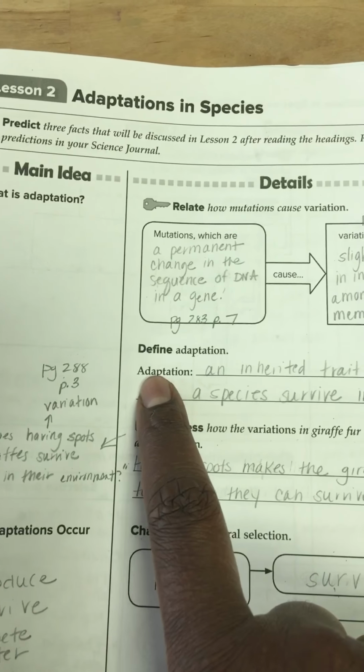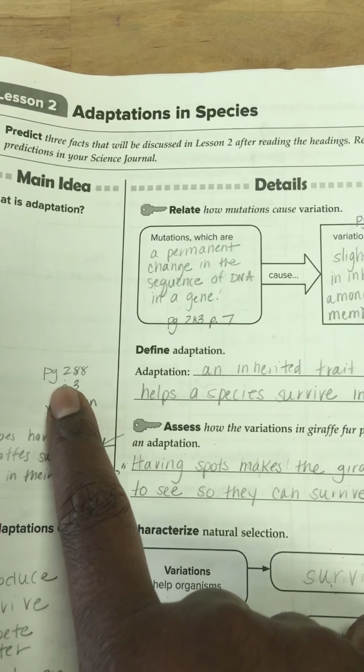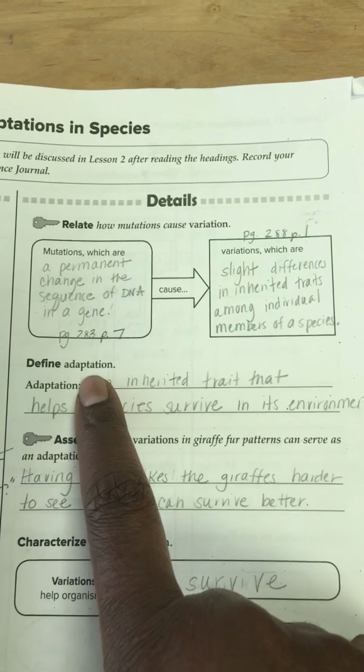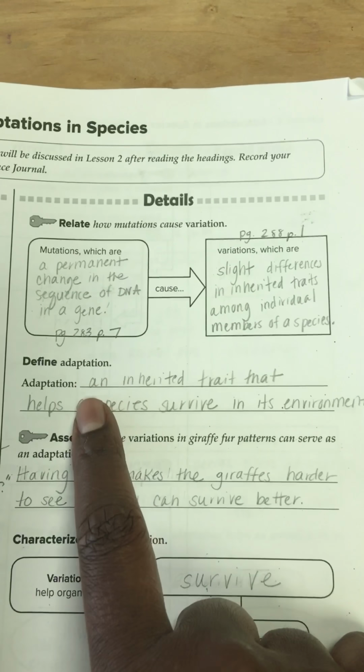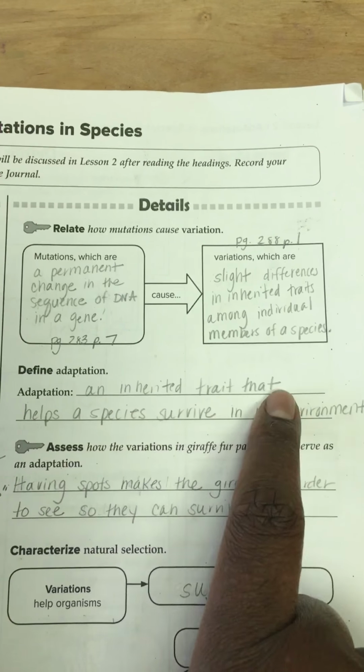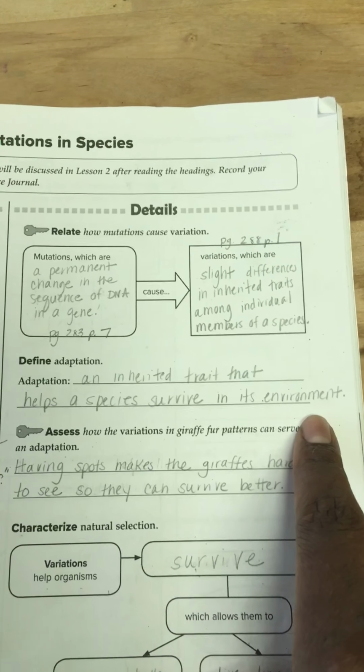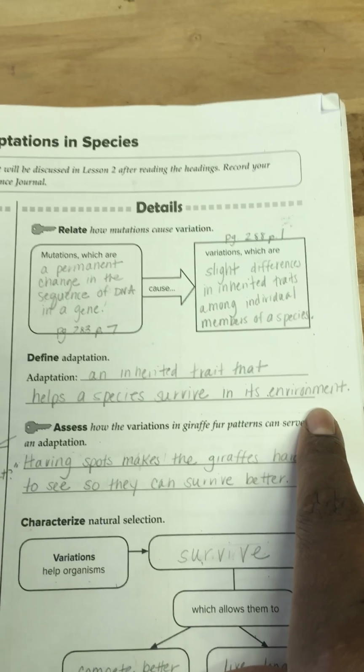The next one was define an adaptation. I found this on page 288, paragraph 3, and it was a definition. So Miss Natasha wrote what was in the book. I copied what was in the book. An inherited trait that helps a species survive in its environment, and its environment means where it lives, okay?